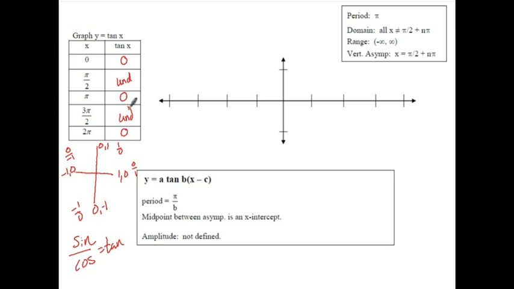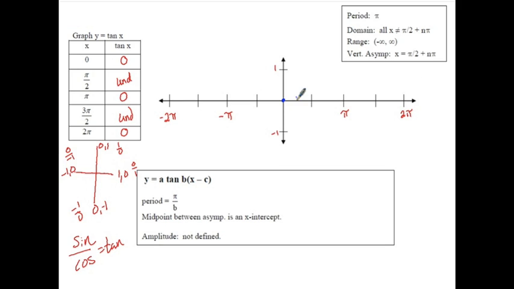Okay, so like always, with these you've got to make sure that you label your axes. So let's go ahead and put that as pi, and this is 2 pi. And then we'll look at everything once we have it graphed and see how it compares to sine and cosine.